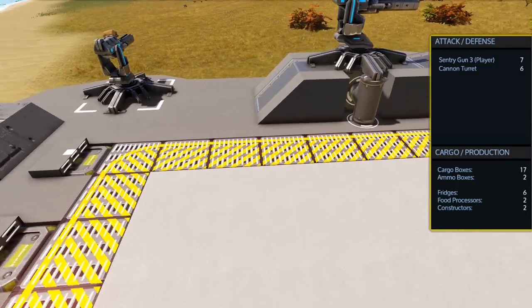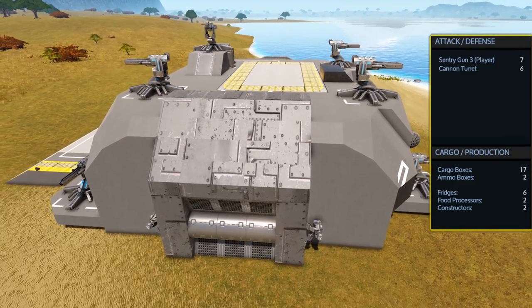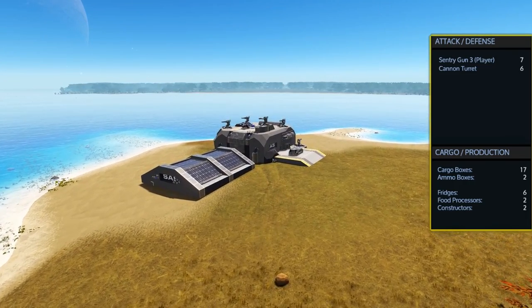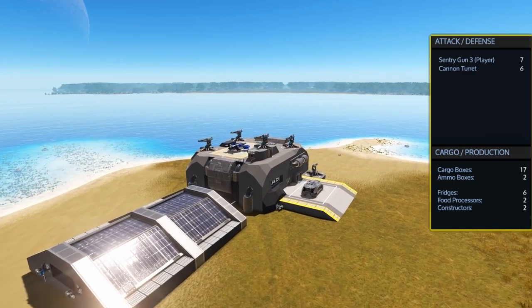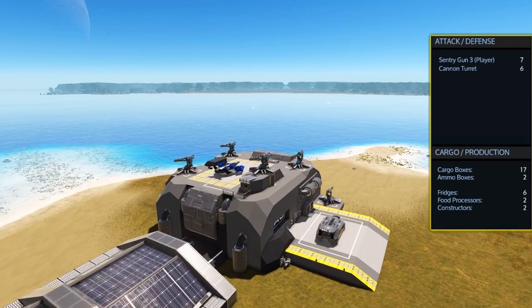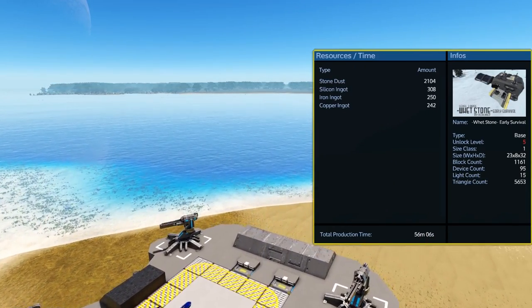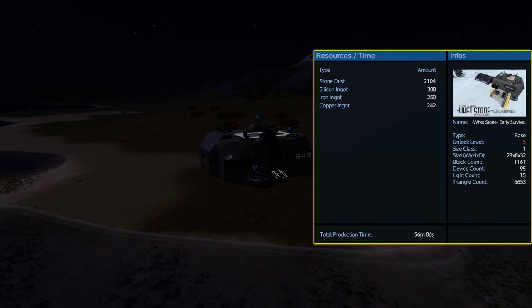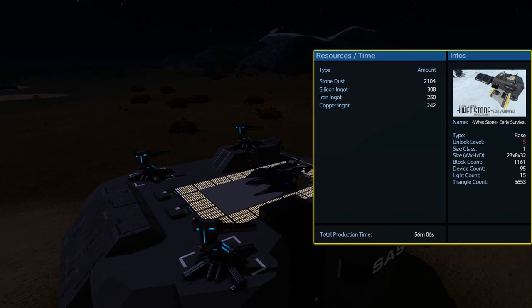Compared to some other starter base designs, this one is definitely more well defended. It comes with 7 sentry guns and 6 cannon turrets total. There are also 17 cargo boxes and 2 ammo boxes, along with 6 fridges, 2 food processors, and the 2 large constructors. When it comes to resource requirements, the Whet Stone is a very low cost design, though dependent on how readily you find silicon in your starting area, you might have some trouble getting enough to build this.